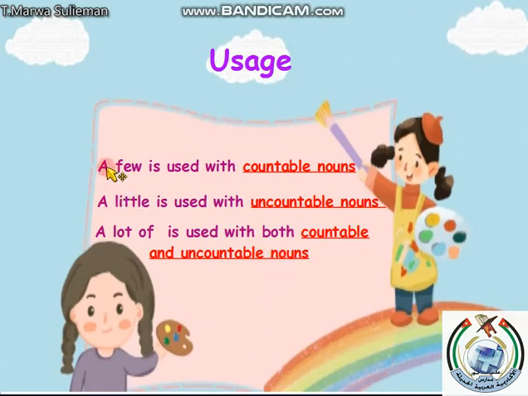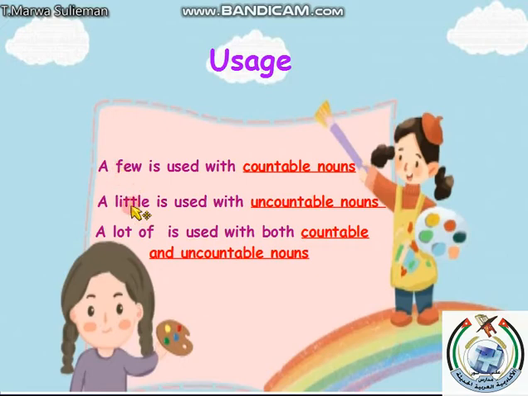Here, my students, we use a few, a little, and a lot of to describe the amount or quantity of something without giving the exact number or amount. نستخدمهم نتحدث عن كمية معينة بدون إعطاء رقم لهذه الكمية. We use a few and a little to talk about a small amount, كمية صغيرة, and we use a lot of to talk about a big amount, كمية كبيرة. So we use a few, a little, a lot of to describe the amount or quantity, كمية لشيء معين.